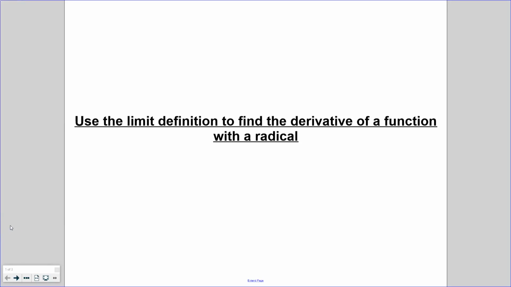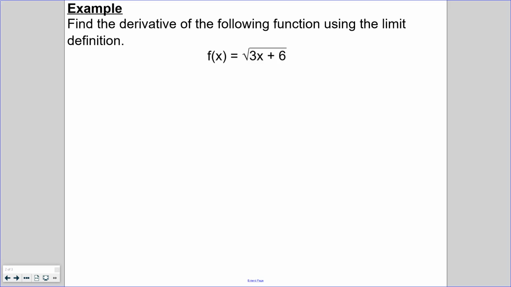Use the limit definition to find the derivative of a function with a radical. So for our first example, we're going to find the derivative of the following function using the limit definition. And our function is f of x is equal to the square root of 3x plus 6.